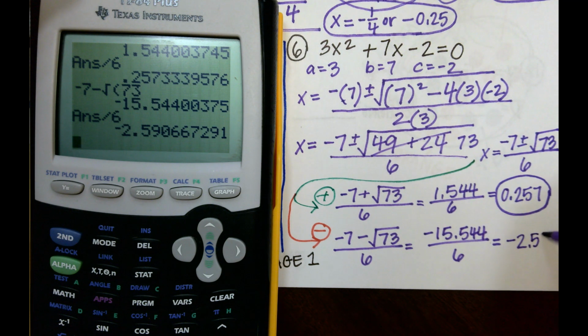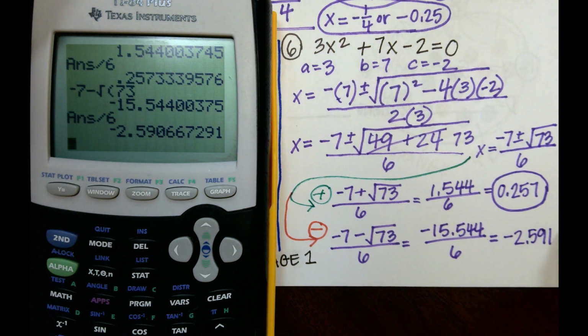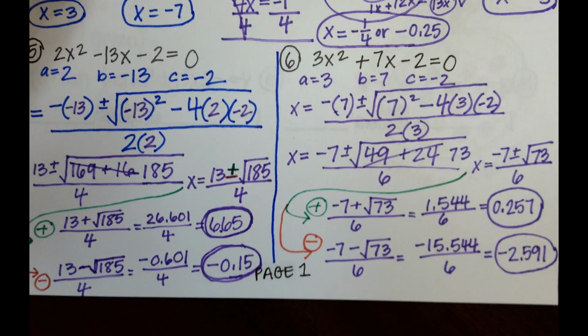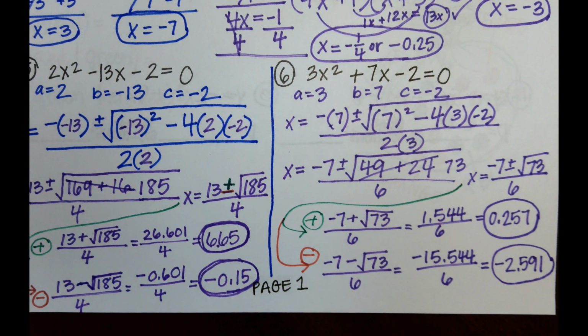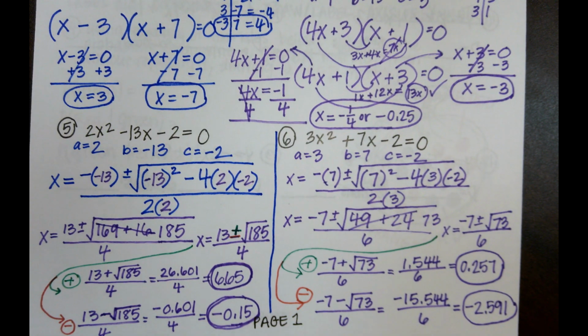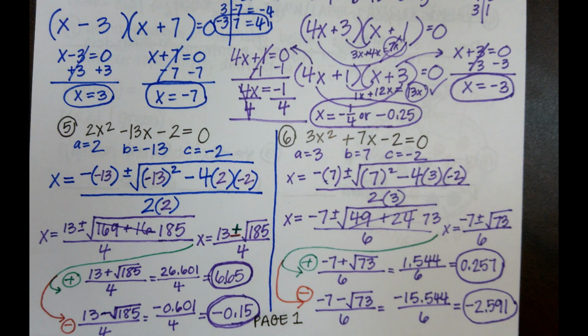I always say, as a rule of thumb, the more decimal places you include, the more accurate your answer will be. Okay. That is number 6. First page is done.